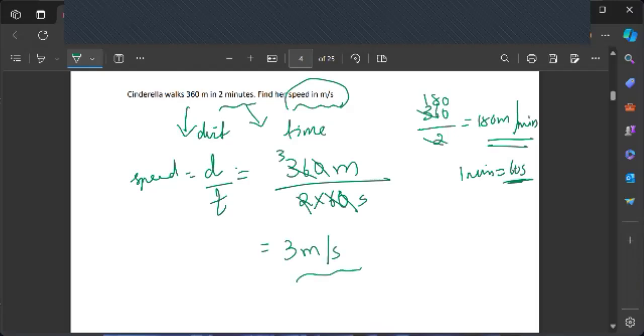So she's covering 3 meters. If the options are given, be very careful, because I'm asking you to find the speed in meters per second. So in that case, it will be 3 meters she's covering. It means every second, in 1 second, she has covered how much? 3 meters. Clear? Is it clear?